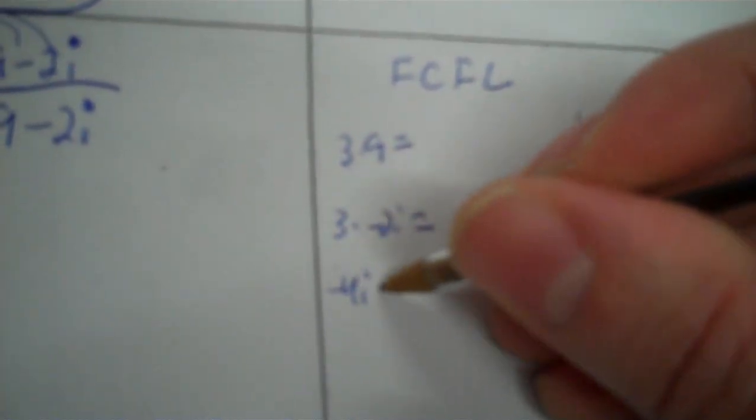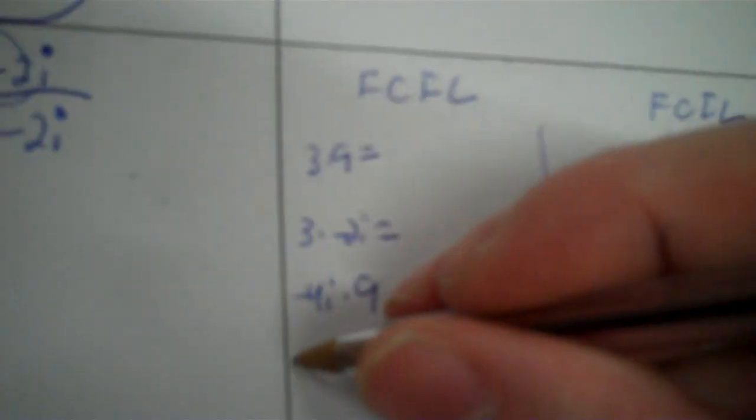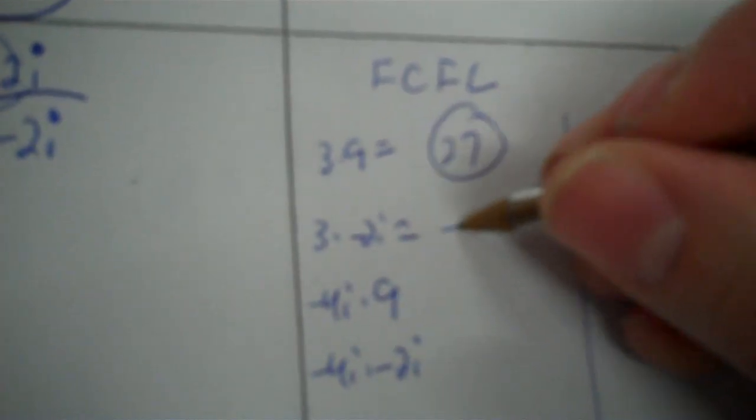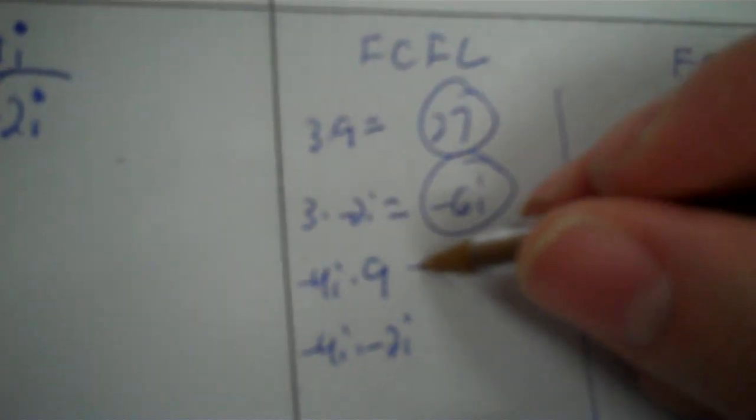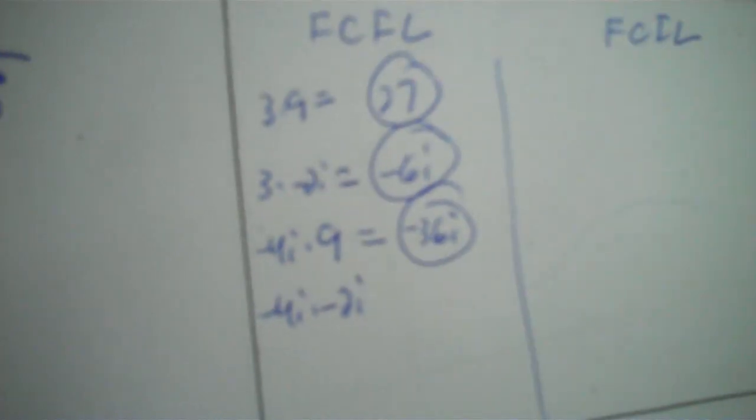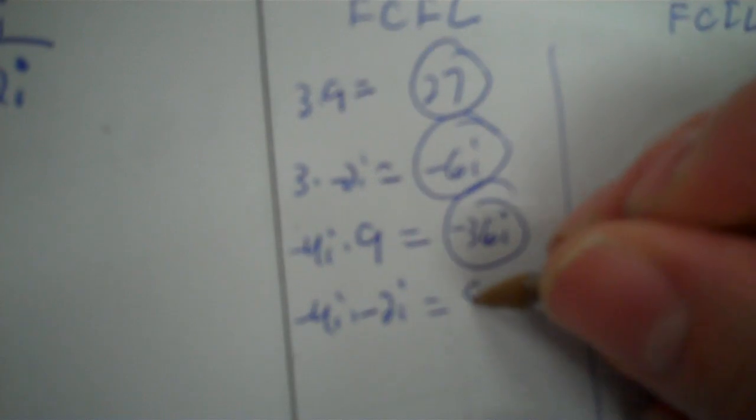Okay, well, you have to use the FOIL method then on both the top and the bottom. So you take 3 times 9, then 3 times negative 2i, negative 4i times 9, and then negative 4i times negative 2i. So I get 27, a real number. Negative 6i is an imaginary number. Negative 36i is an imaginary number. This is positive 8, but it's i to the second, and i to the second always equals negative 1. So 8 times negative 1 is negative 8.